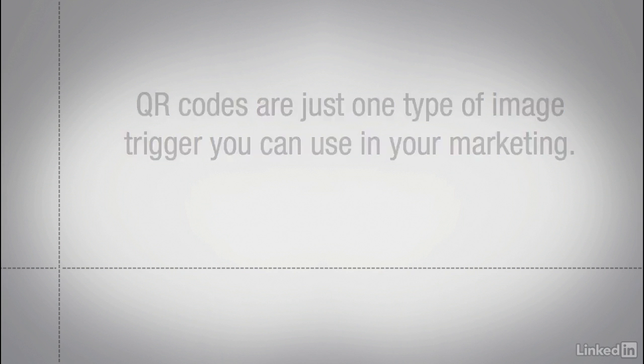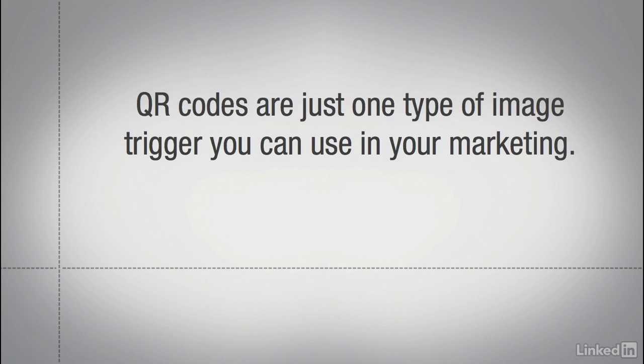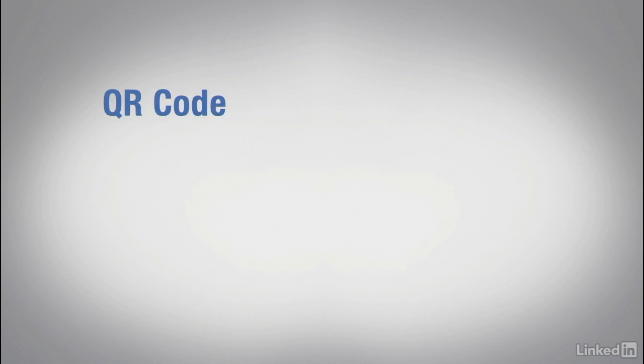Also, it is important to keep in mind that QR codes are just one type of image trigger that you can place in your marketing. There are so many more, including image scanning, digital watermarking, proprietary codes like Spiderlink, and augmented reality solutions. But we'll leave these for future videos. For now, let's focus on QR codes.